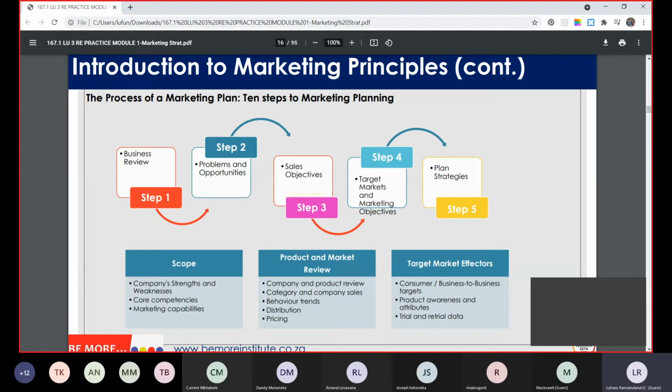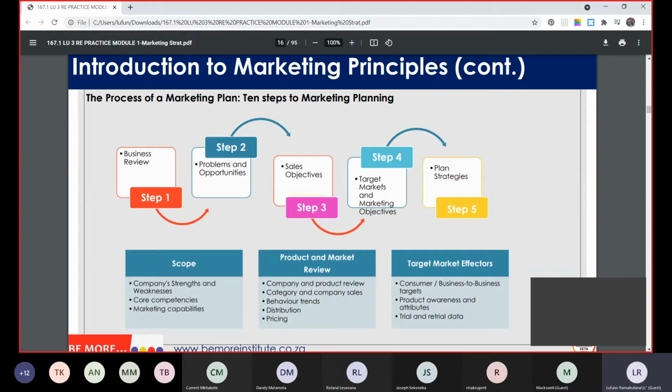We've got step 1, which is the business review. From the business review, you look at the problems and the opportunities. What is the problem, and what are the opportunities that are available? And then we go further to the sales objectives.